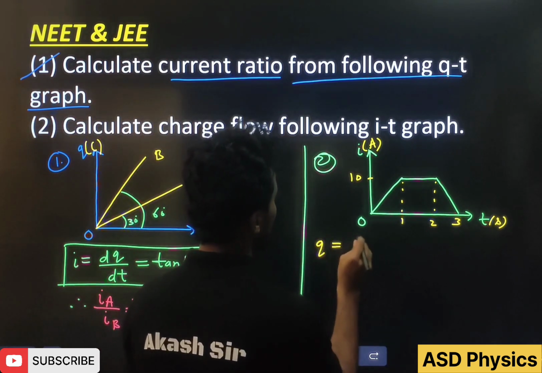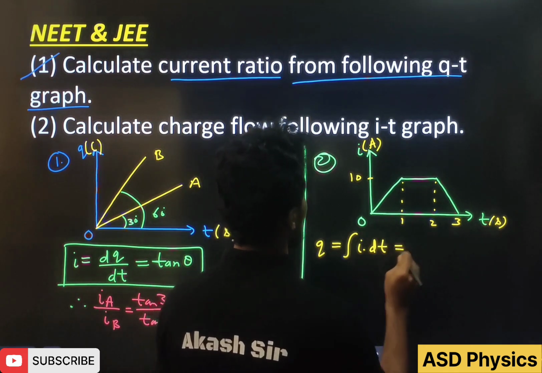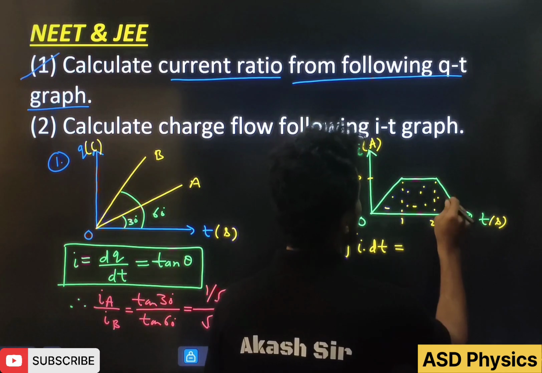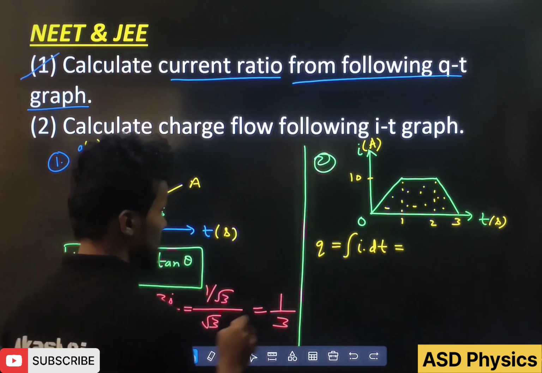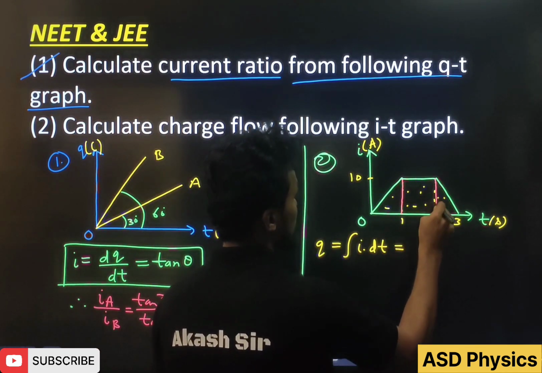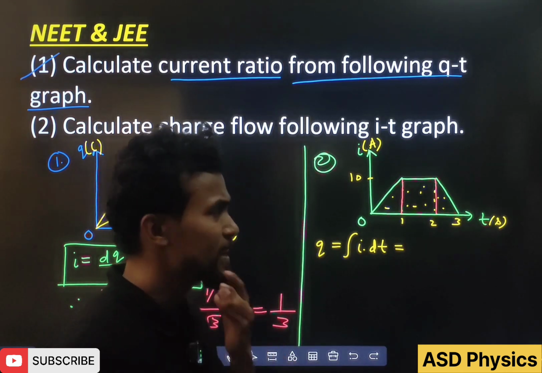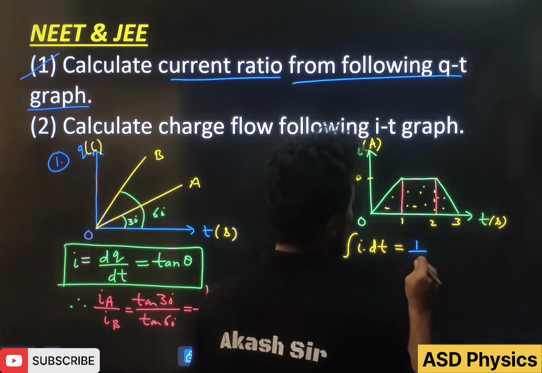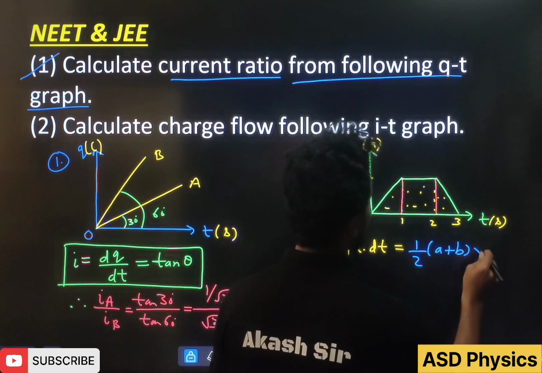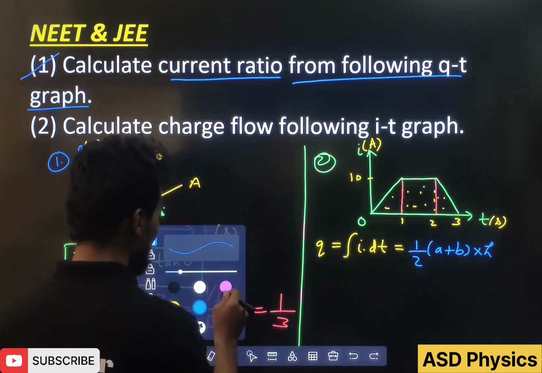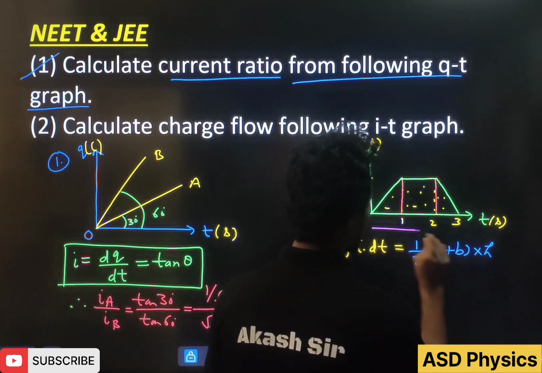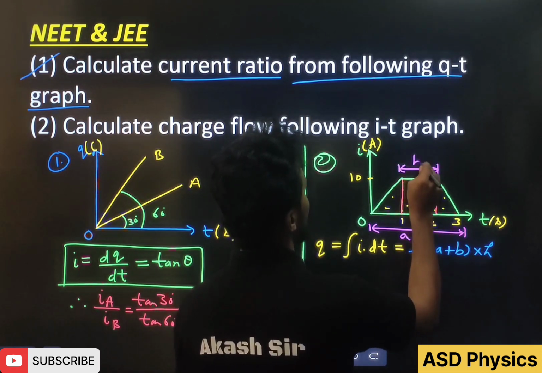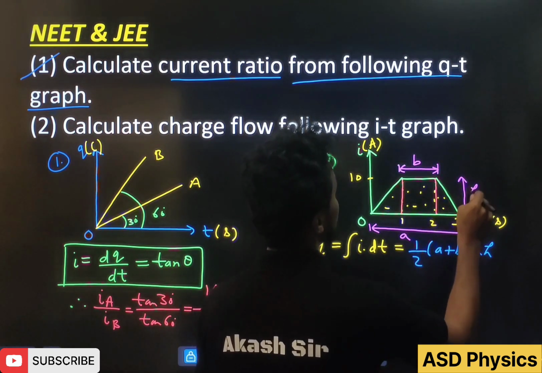You know very well that Q means integration of I dt. That means the area under the curve, this area. Here you can get it with a triangle, then a rectangle, then again a triangle. But remember, this is called a trapezium. For a trapezium, the formula is half into (A plus B) into H. A is this side here, B is this one, and H is the distance between the two parallel sides.